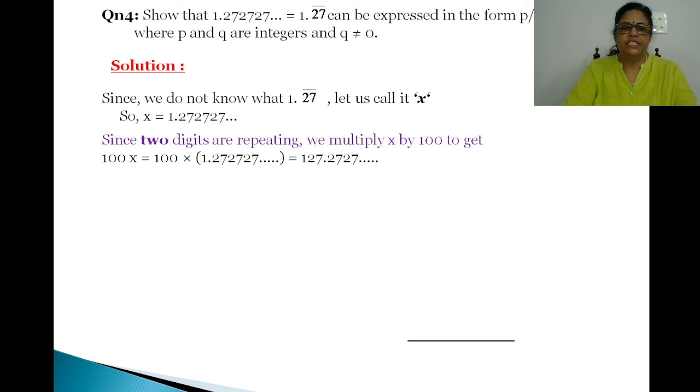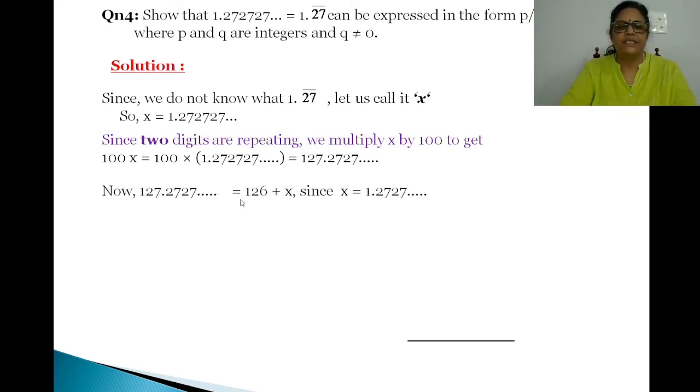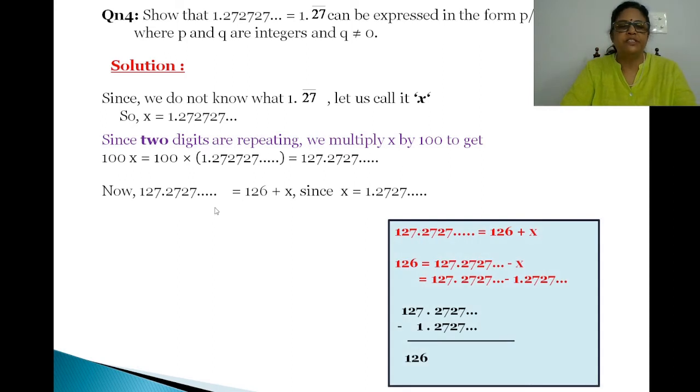That means 127.2727 etc. So 100x is 127.2727 etc. This 127.2727 etc. can be written as 126 plus x, since x is 1.272727 etc. How did we get 127? We subtract x from 127.2727 etc. is equal to 126 plus x. So how will we find 126?